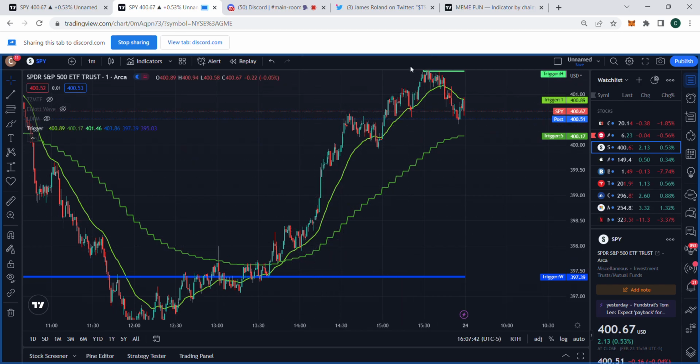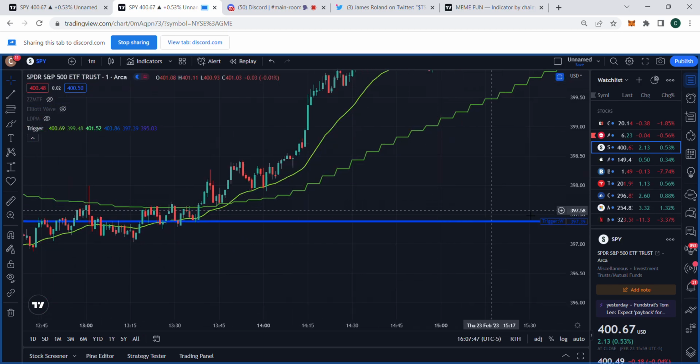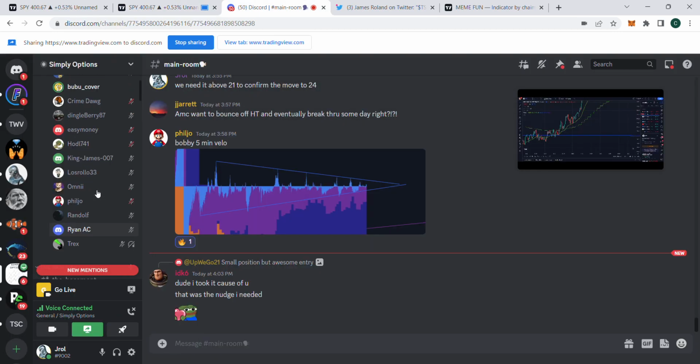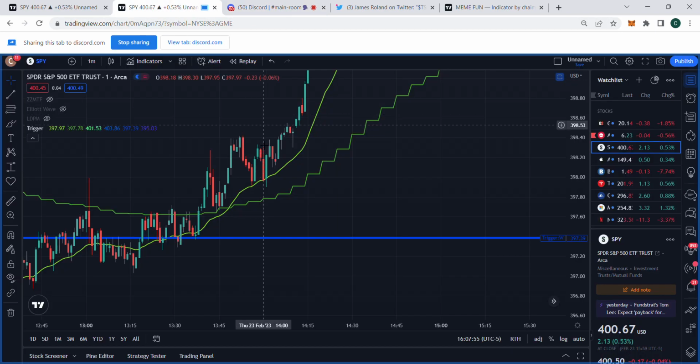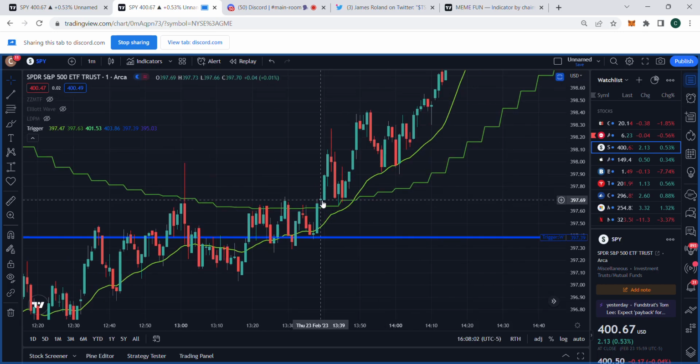Now let's get a little bit deeper. What are the specific entries? There's two entries. One entry is the first candle close above the 5 minute trigger. That happened right here at 13:39. From here, you would take your position.